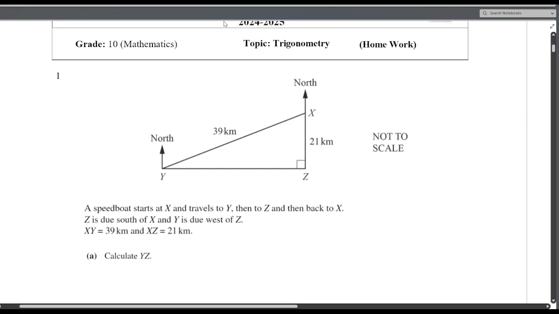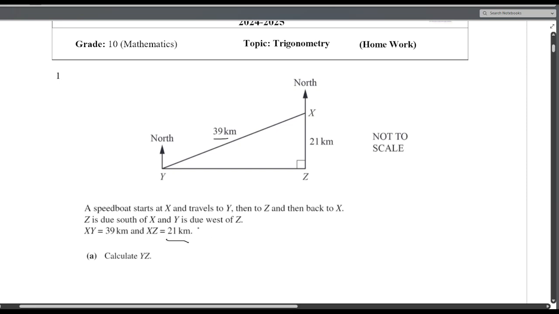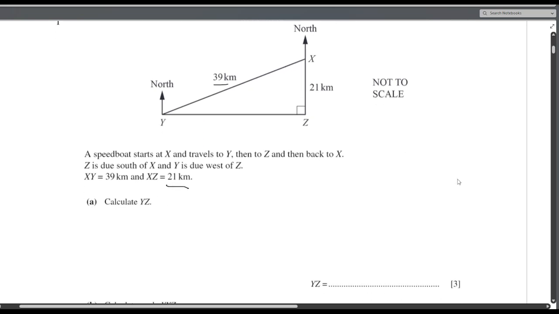A speedboat starts at X and travels to Y, then to Z and then back to X. XY is given as 39 km and XZ is given as 21 km. Now the first question is: calculate YZ. As we can see, this is a right angle triangle.